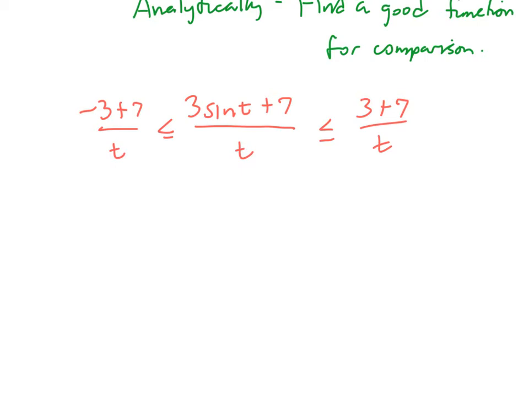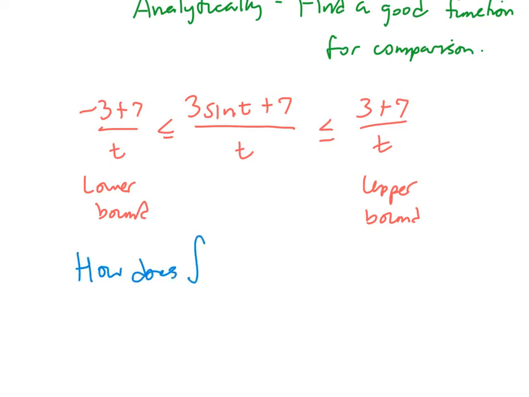Instead, we're going to use these bounds. We have a lower bound and an upper bound, and we're going to use those to analyze whether the integral of this function converges or diverges. So let's pick one of these to focus on. Let's pick the one over here, 10 over t, and ask ourselves, how does the integral from 1 to infinity of 10 over t dt behave?